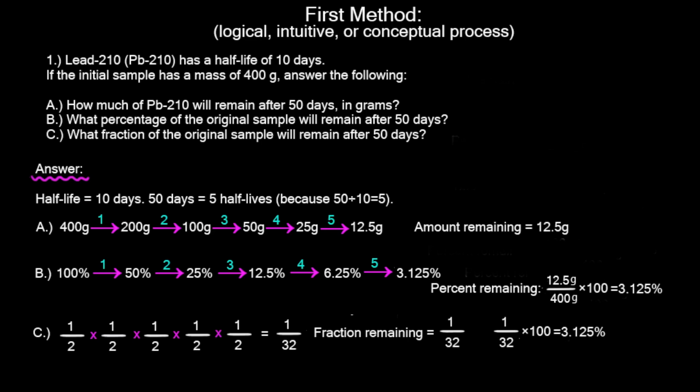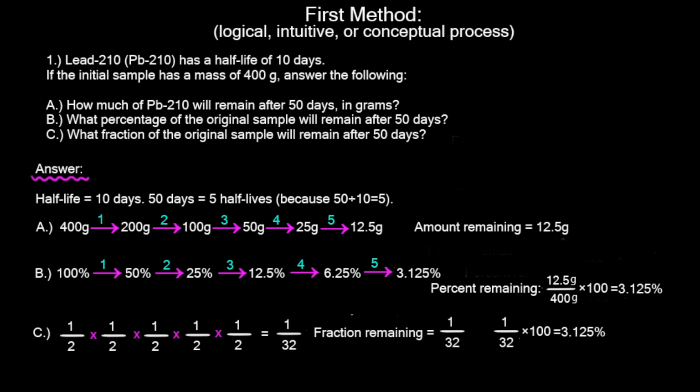Let's start with option A. We begin with an initial amount of 400 grams of lead. Each arrow on the diagram for part A here represents the passage of one half-life, and each half-life reduces the amount by exactly one half. After the first half-life, or 10 days, 400 grams of the substance becomes 200 grams. After the second half-life, or 20 days, 200 grams becomes 100 grams. After the third half-life, or 30 days, 100 grams becomes 50 grams.